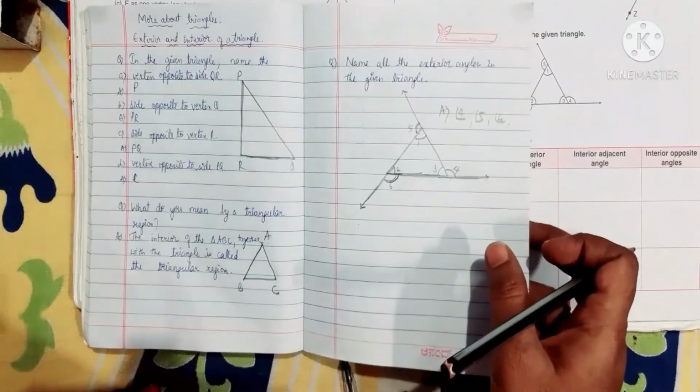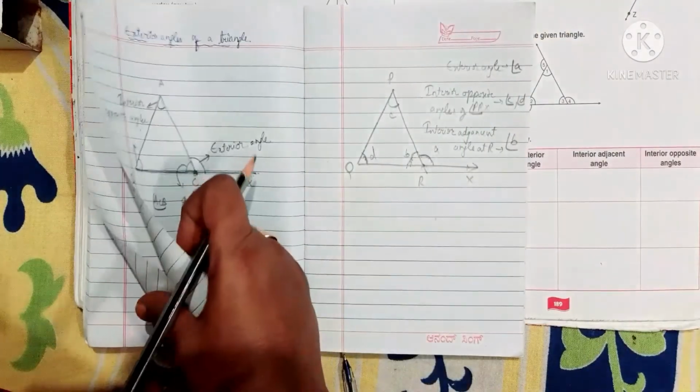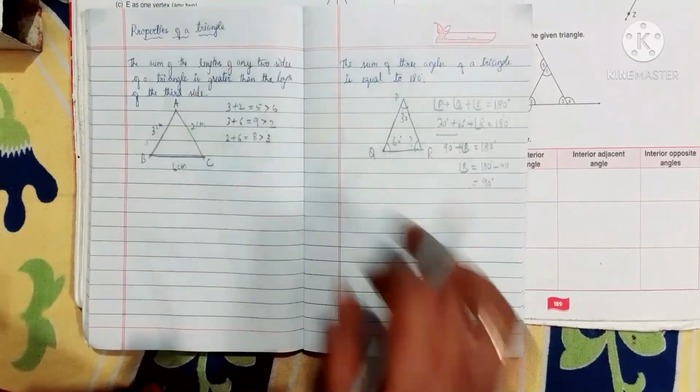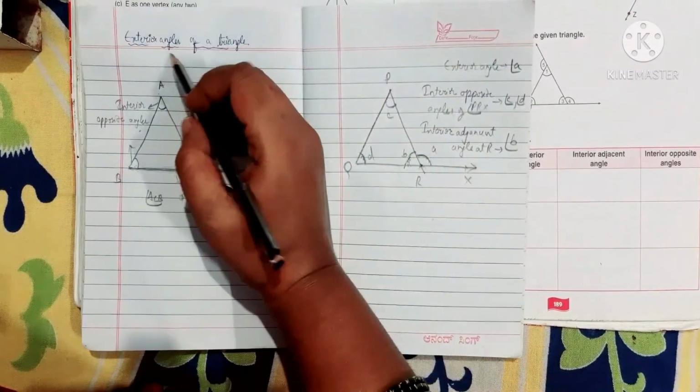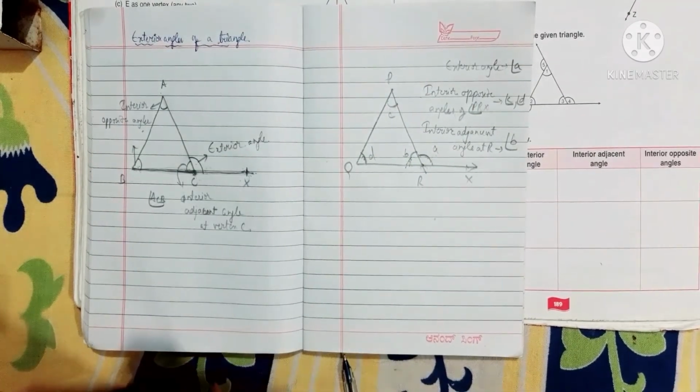Children, in this session we have discussed the exterior and interior of a triangle, some properties of a triangle, and also some of the terms related to exterior angles. Hope you have understood well, children.